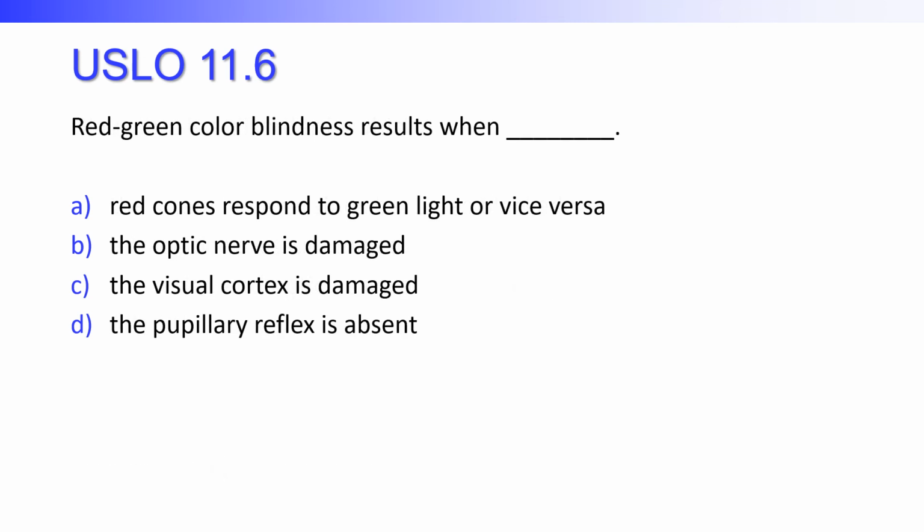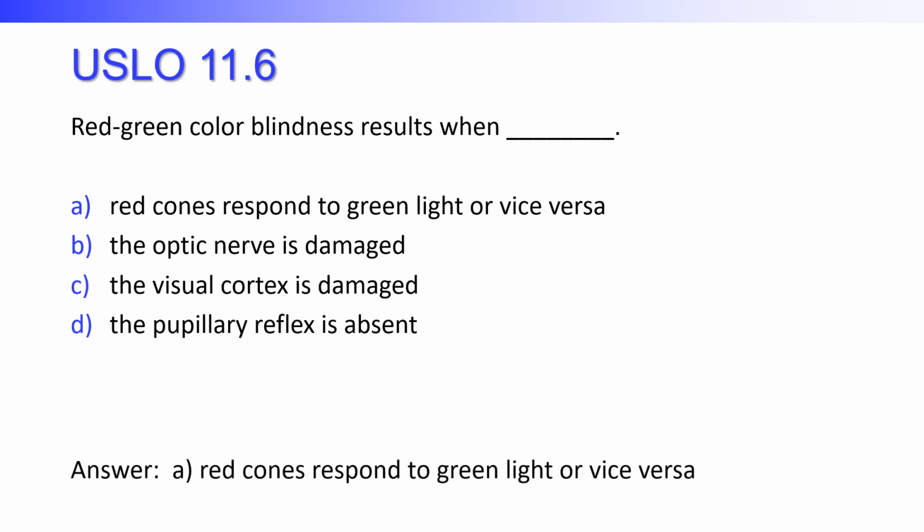Red-green color blindness results when red cones respond to green light and vice versa, which would be green cones responding to red light, or the optic nerve is damaged, or the visual cortex is damaged, or the pupillary reflex is absent. And the answer is that red cones respond to green light, or green cones respond to red light.